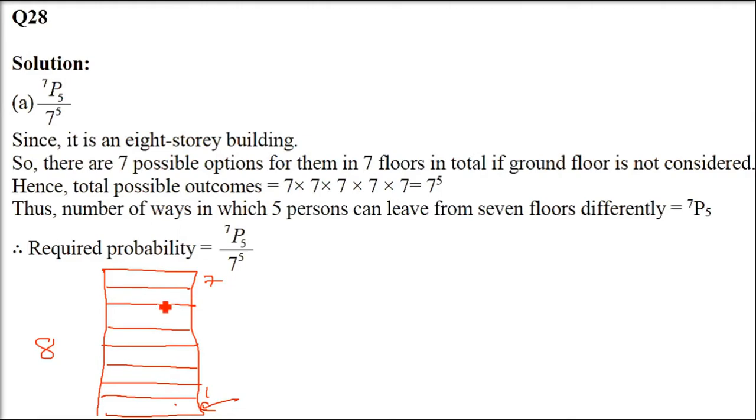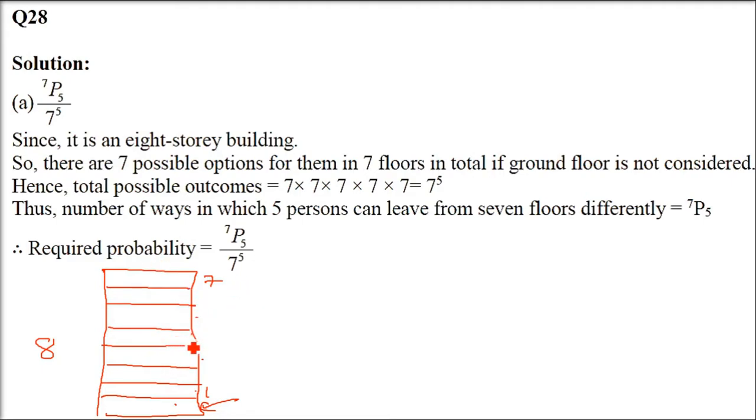Now, any single person, when he takes a lift, can leave the lift at any of the floors. So every single person will have 7 possibilities, 7 outcomes. So the first one can drop at any of these floors. I can come out of the lift at any floor. So one person, 7 floors. So 7 possibilities for one person.